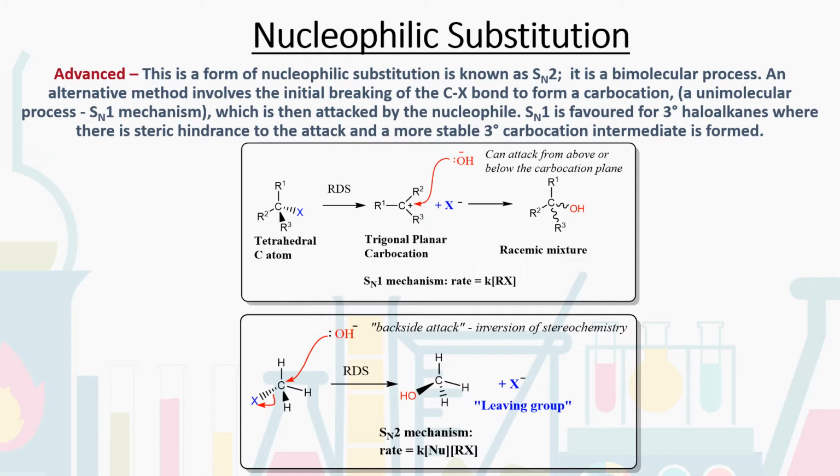So SN1 actually is favoured for tertiary haloalkanes. Remember, a tertiary haloalkane is where we have 3 other carbon groups attached to the carbon attached to the X group. The reason for this is because we can end up forming a stable tertiary carbocation. Out of all the different carbocations, a tertiary carbocation is the most stable. Whereas typically an SN2 mechanism is preferred for a primary haloalkane, because the key thing that stops SN1 occurring is having a sterically hindered molecule, a very crowded molecule where we can't get 180 degrees behind it. We have to attack from that very specific angle.